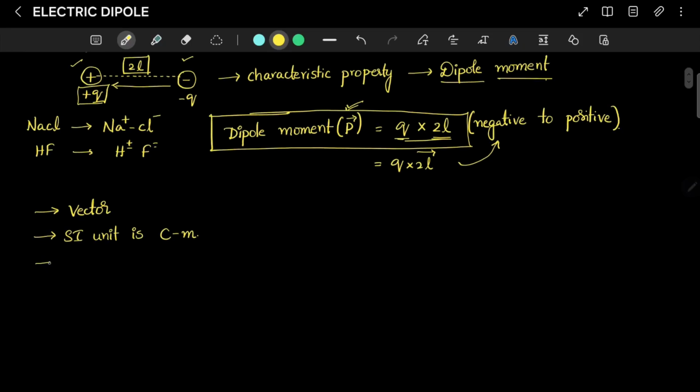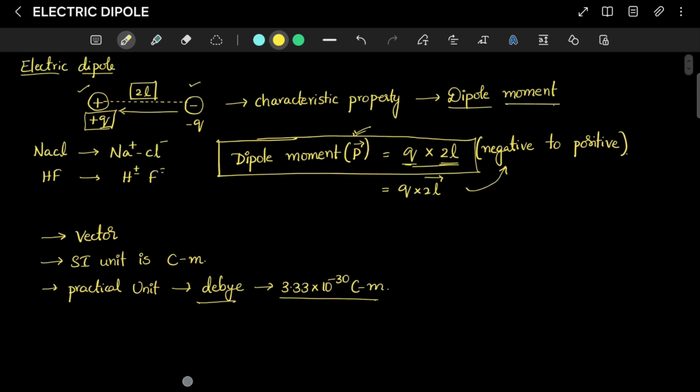Next, there is another unit for this, which we call a practical unit, used for the dipole moment. It is nothing but the debye. What is meant by 1 debye? It is equal to 3.33 into 10 to the power of minus 30 coulomb meter. So these are the basic points regarding the electric dipole.